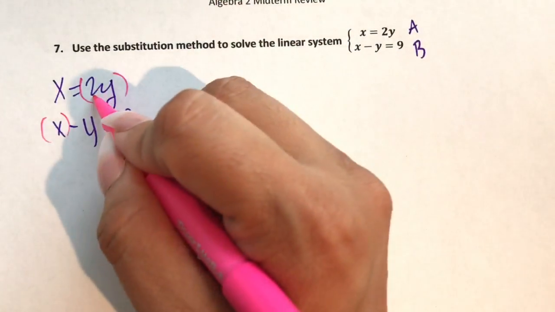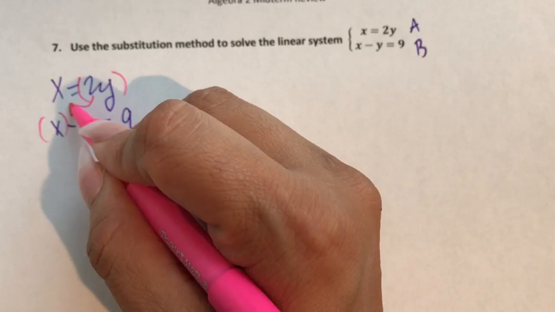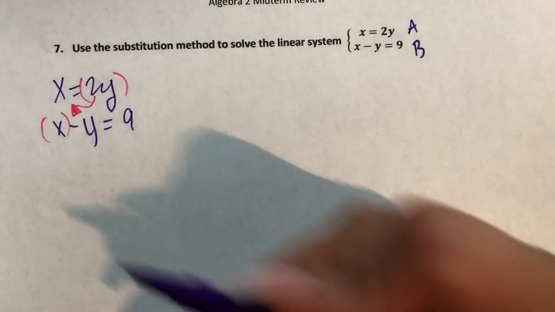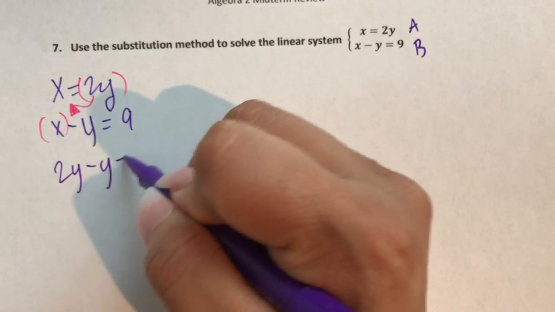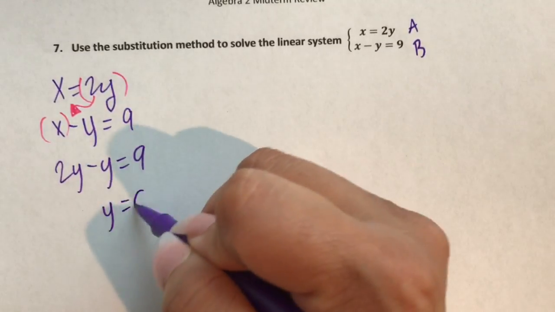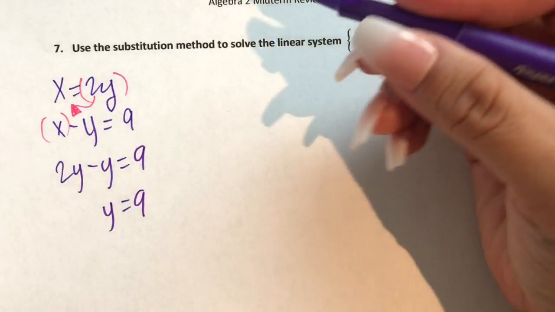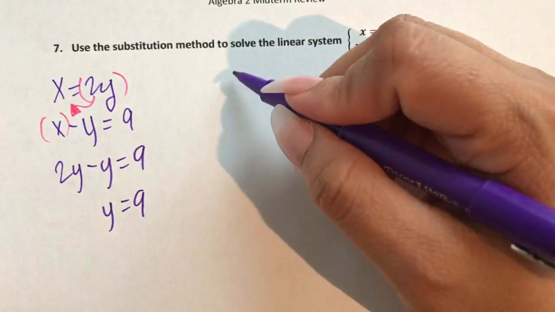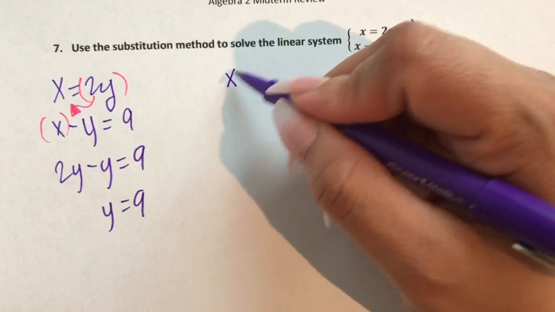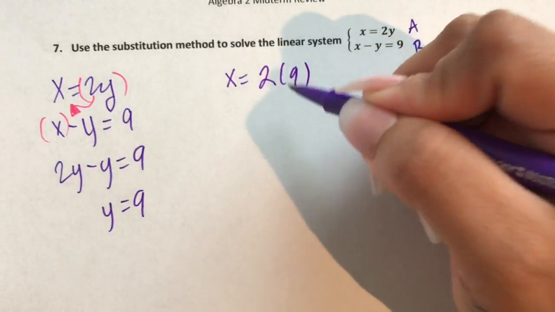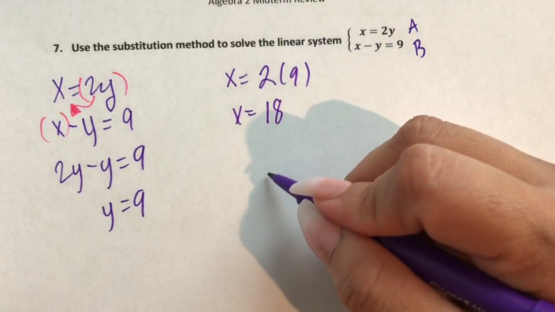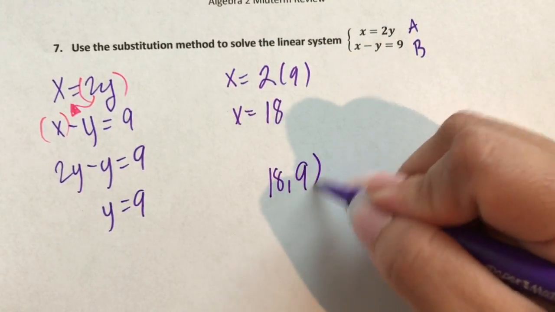2y is going to take the place of x. 2y minus y equals 9. Y equals 9. So substitute back into A for the 9. X equals 2 times 9. X equals 18. My ordered pair is 18, 9.